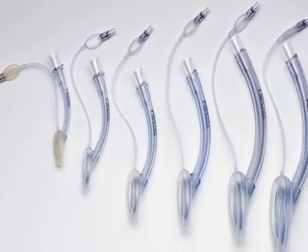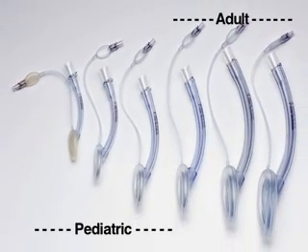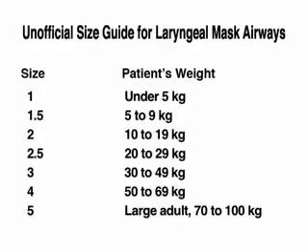Laryngeal mask airways are available in up to 5 pediatric sizes and 3 adult sizes. Typically, your resuscitation committee will decide upon a model and sizes suitable to your patient population. As a general rule, a number 4 laryngeal mask airway is adequate for the average adult female patient and a 5 for the average adult male patient. You'll need to consult the sizing chart provided by the manufacturer of the device to select the correct size.